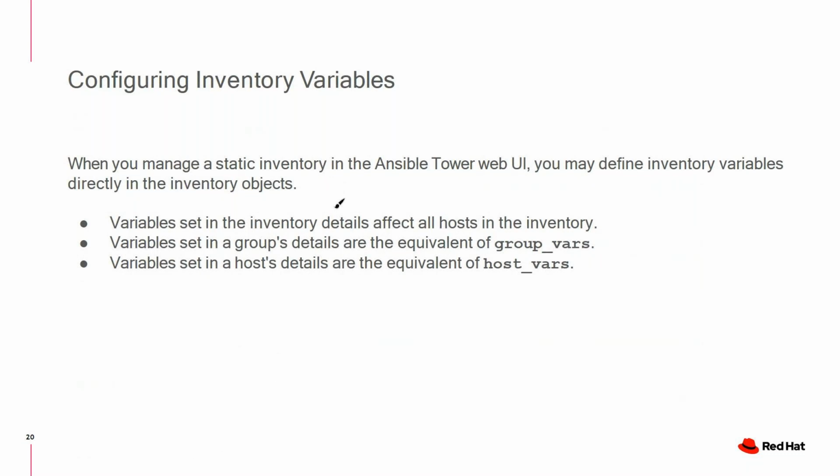Configuring inventory variables. When you manage a static inventory in the Ansible Tower Web UI, you may define inventory variables directly in the inventory objects. We already use variables in our playbooks. So, first one: variables set in inventory details affect all hosts in the inventory. Variables set in a group's details are the equivalent of group vars variables. Variables set in host details are the equivalent of host vars.